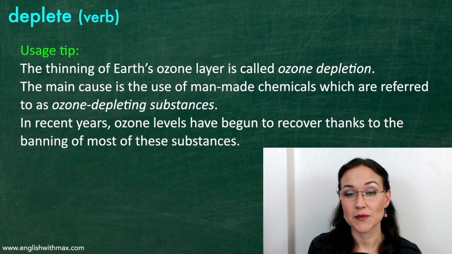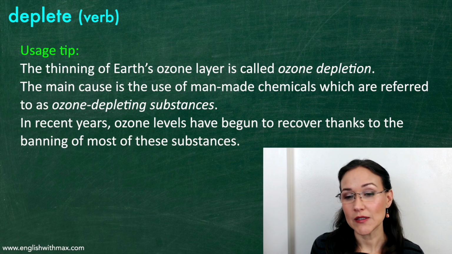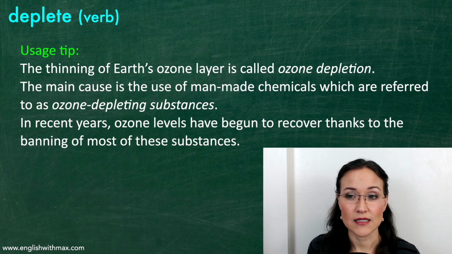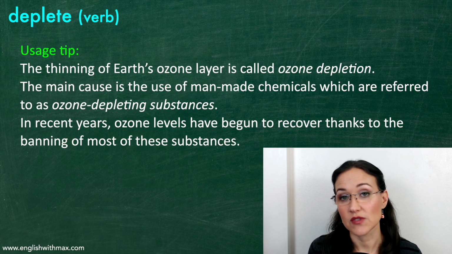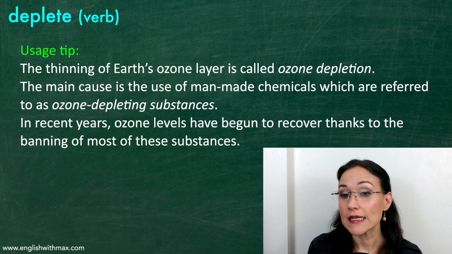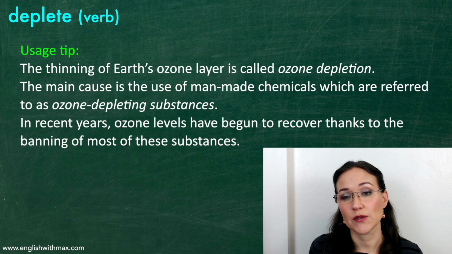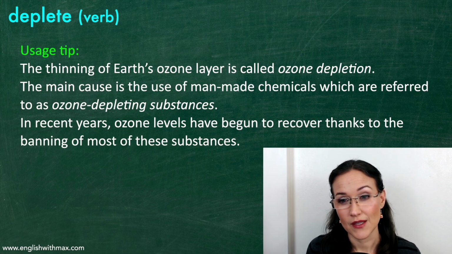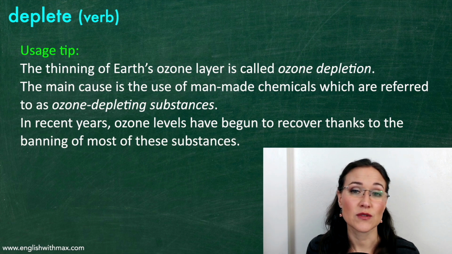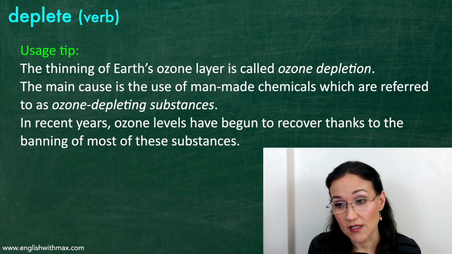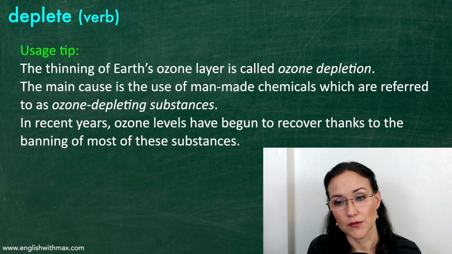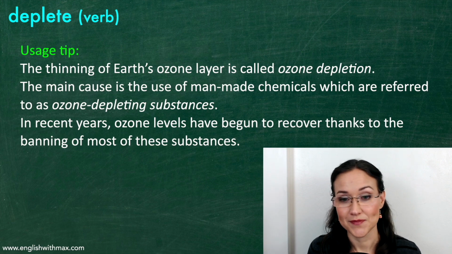Here's a usage tip. The thinning of Earth's ozone layer is called ozone depletion. The main cause is the use of man-made chemicals, which are referred to as ozone-depleting substances. In recent years, ozone levels have begun to recover thanks to the banning of most of these substances.